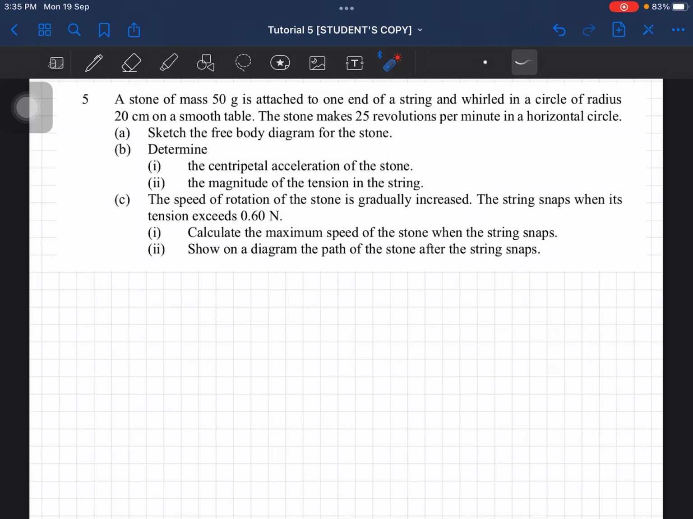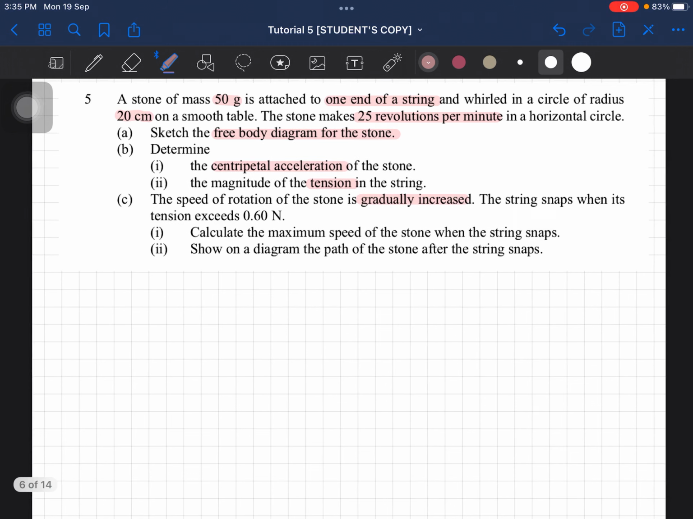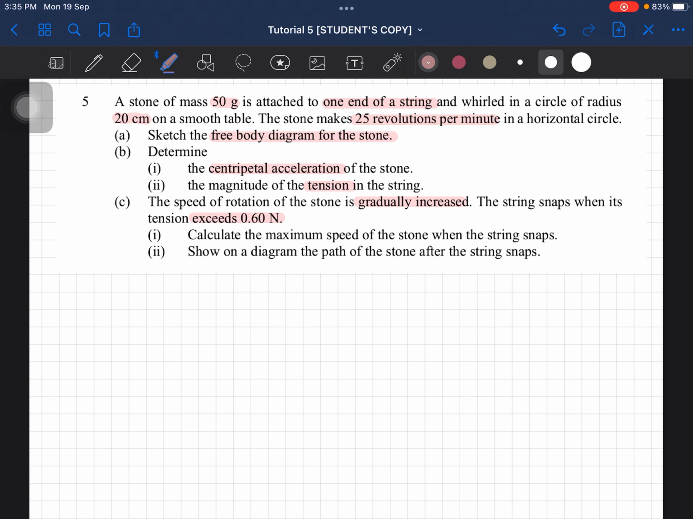Question number 5. A stone of mass 50 gram is attached to one end of a string and whirled in a circle of radius 20 centimeter on a smooth table. The stone makes 25 revolutions per minute. We have to sketch the free body diagram, determine the centripetal acceleration and tension, and then the speed of the rotation is gradually increased. The string snaps when the tension exceeds 0.6 Newton, so we have to calculate the maximum speed when the string snaps and show on the diagram the path of the stone after the string snaps.